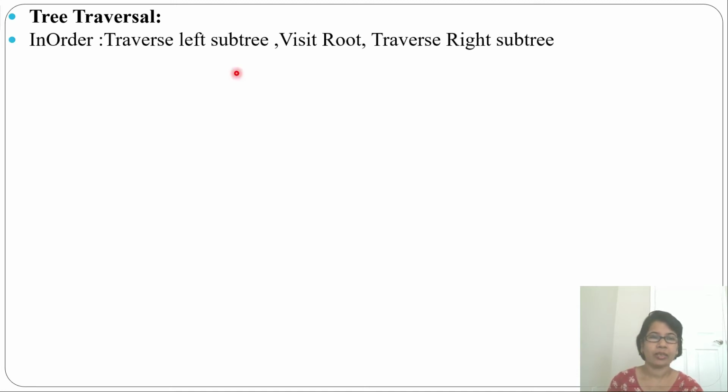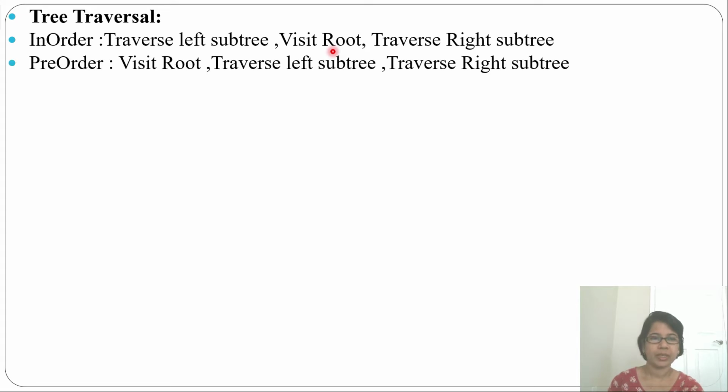What is in-order? In-order is: traverse the left subtree in-order, then visit the root, then traverse the right subtree in-order. Here "in" means between the two. So the root is in between the left and right. That's why it is in-order.